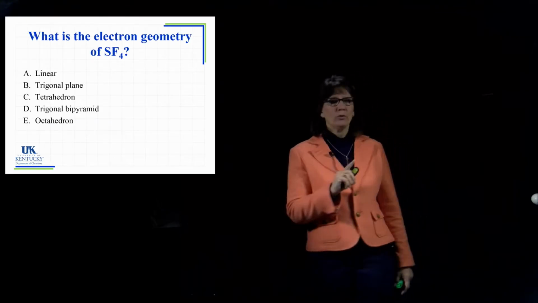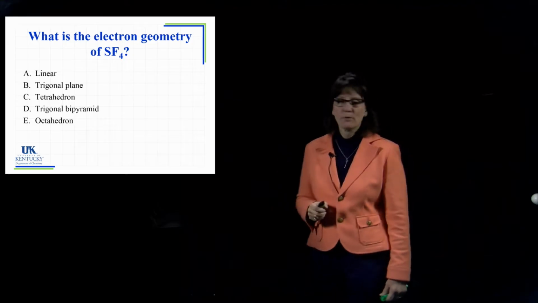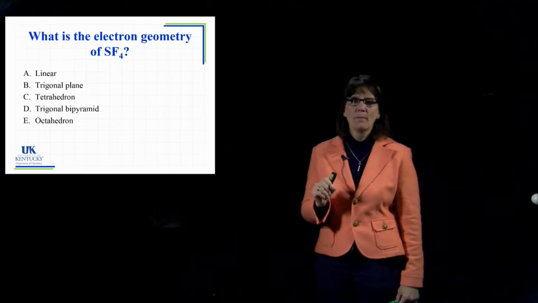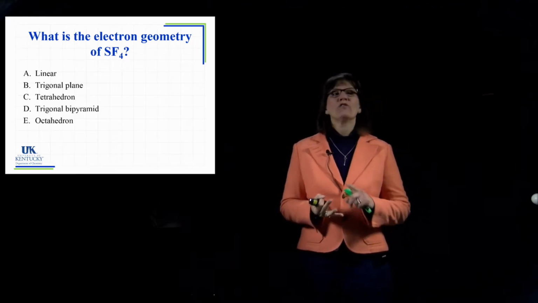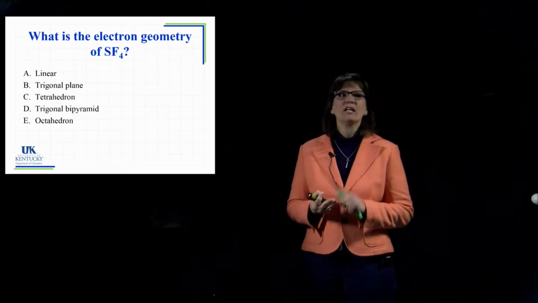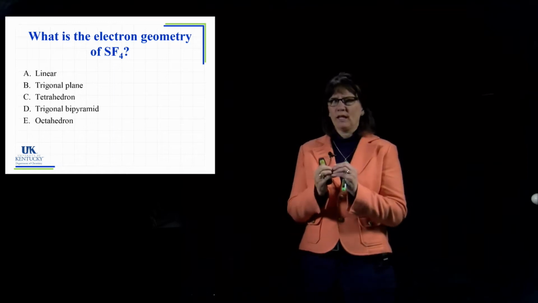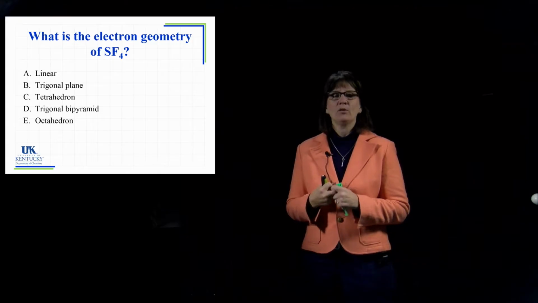I want you to do the electron geometry of SF4. So what are you going to do? You're going to stop the video, you're going to do a Lewis structure, you're going to figure out how many legs it has and give it an electron geometry name, electron pair arrangement. Remember, we were focusing on the electrons. Once you have done that, then we'll resume.